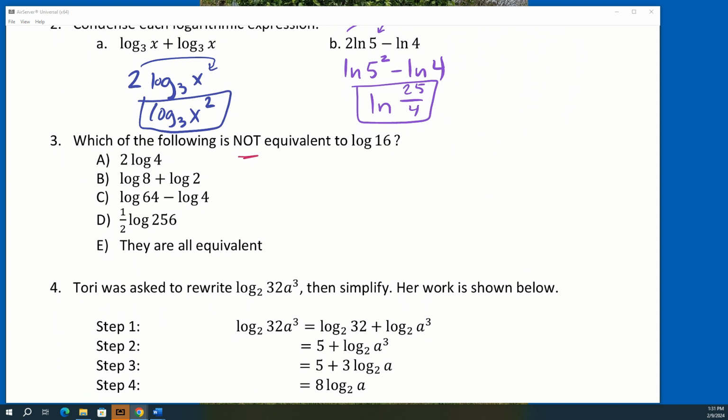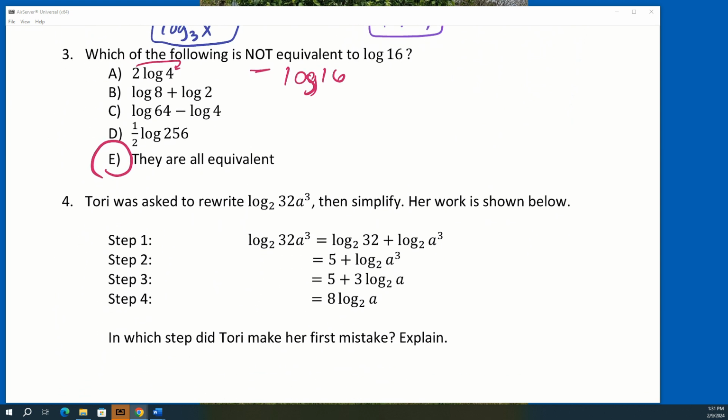So what do y'all think? They're all equivalent. What do you mean? On A, if I take that 2 and I bring it up to power, it's log of 16, which is what we want. Tricky question. It's a way to get you to do 4 problems, and it just looks like it's 1 problem. I know. All right, and then this last question is about Tori.